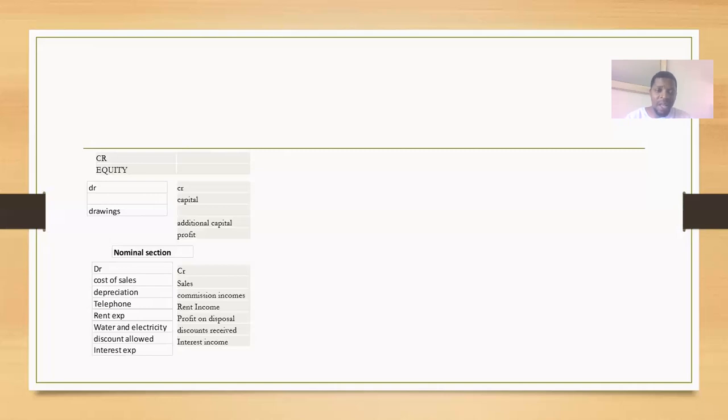So whenever you incur a discount allowed, this is when you have sold goods and you've allowed a discount to someone. The discount allowed account, you're going to debit it. So this is how you deal with it. All expenses are going to be on the debit, and all incomes are going to be on the credit side.